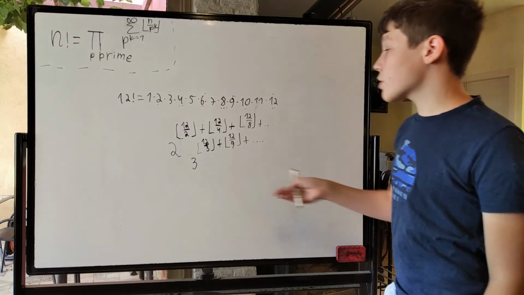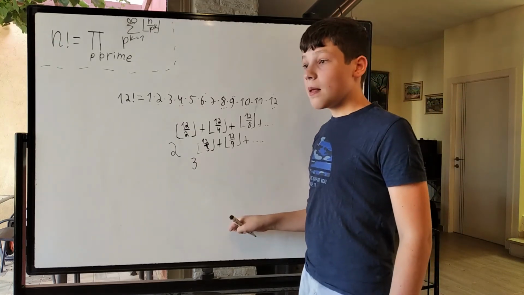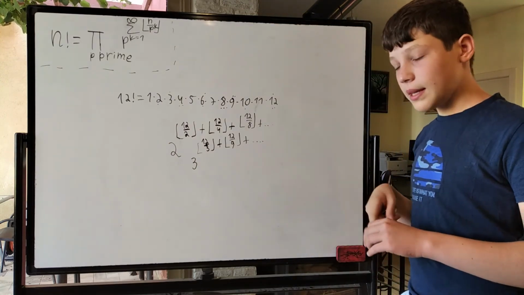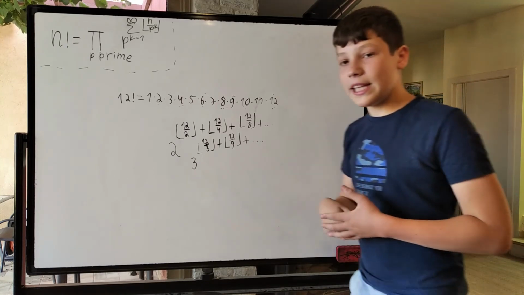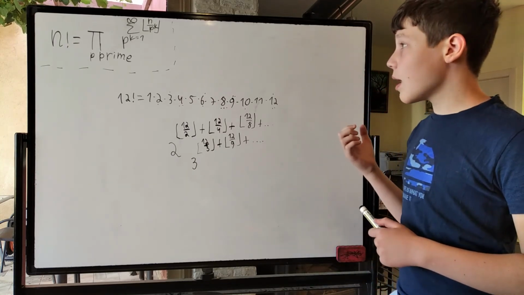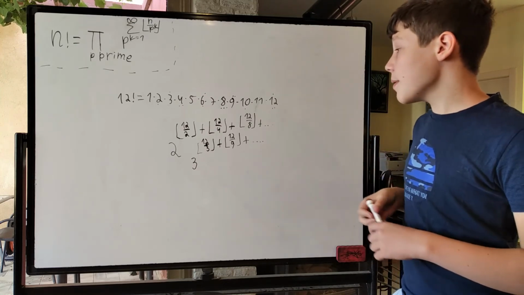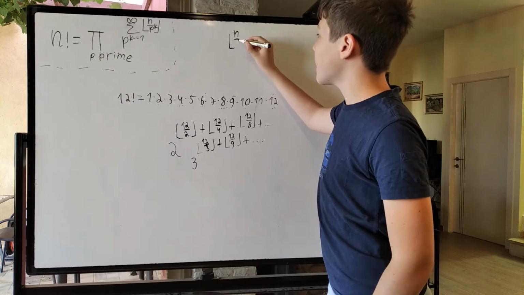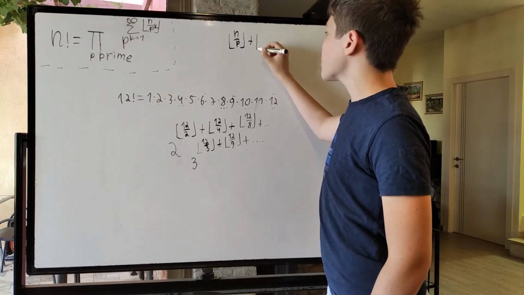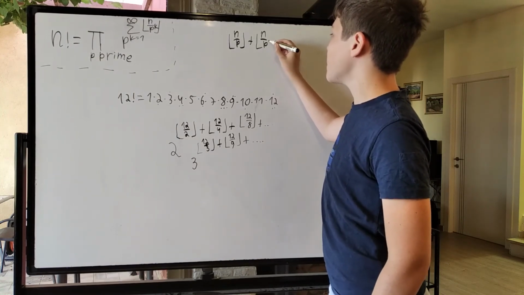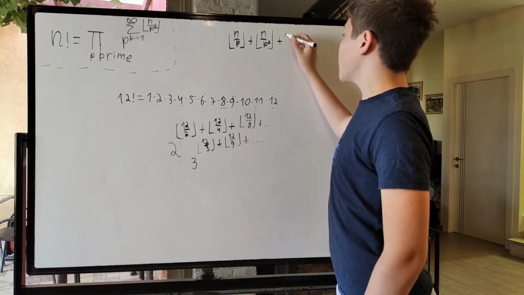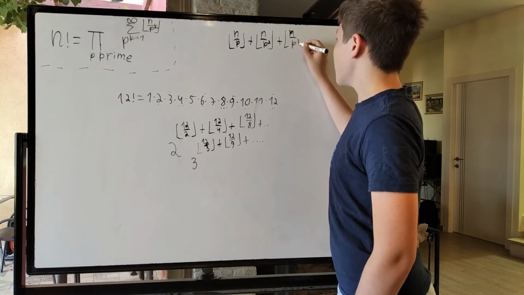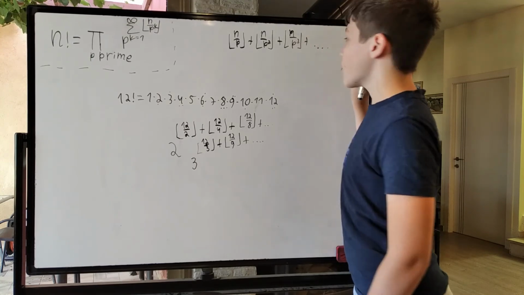And this obviously works for all primes, meaning that the power of each prime for n factorial is the floor of n divided by p plus the floor of n divided by p squared plus the floor of n divided by p cubed, and so on forever.